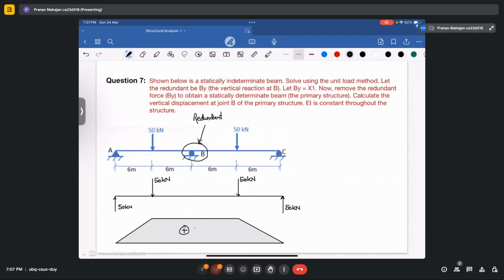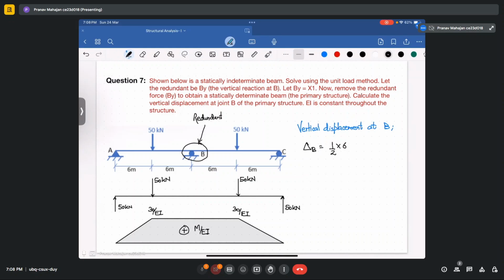And here the sagging moment occurs, so it will be M upon EI, positive bending moment diagram. And there the value will be 6 into 5, 30 upon EI. So your vertical displacement at B will be equal to delta B.